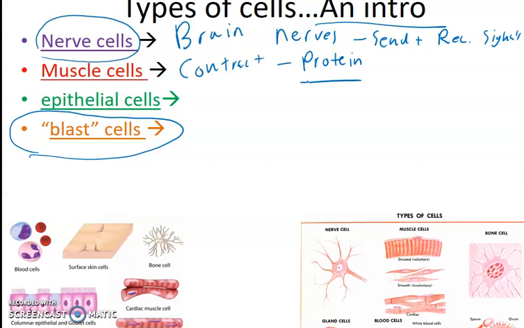Epithelial cells, I've said this a few times. What would epithelial cells, what's epi mean? They're on top. And they get rubbed off a lot, so they probably have centrioles. And blast cells, what do blast cells do? I have no idea what blast cells do.